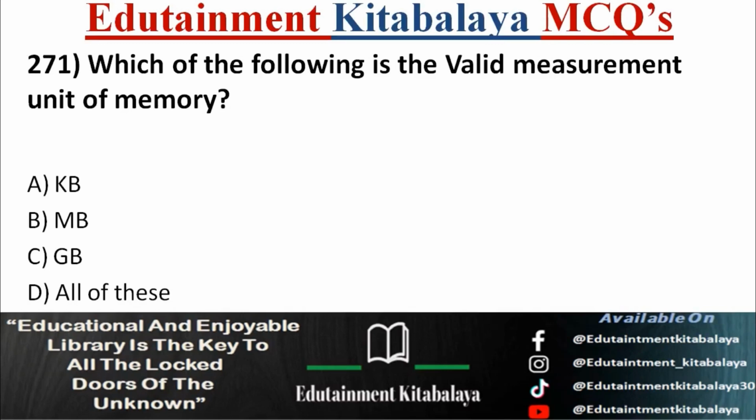Question number 271. Which of the following is the valid measurement unit of memory? A. KB. B. MB. C. GB. D. All of these. Correct answer is D. All of these.